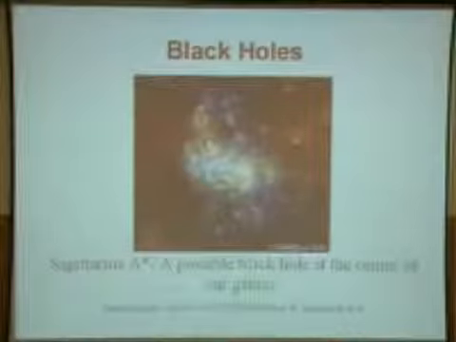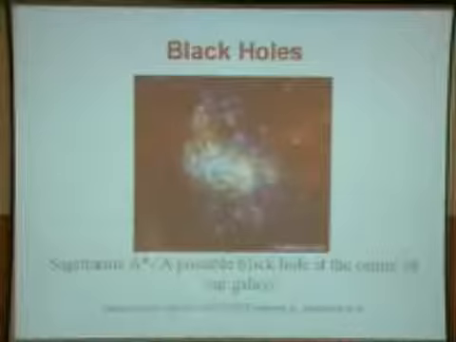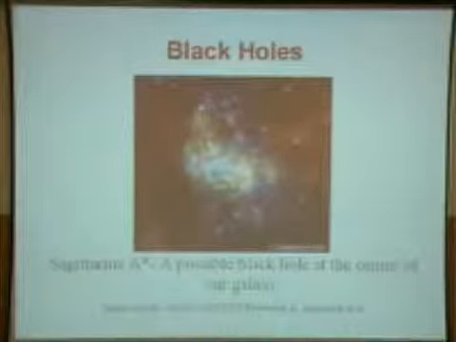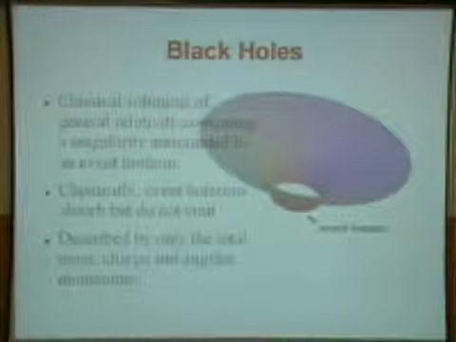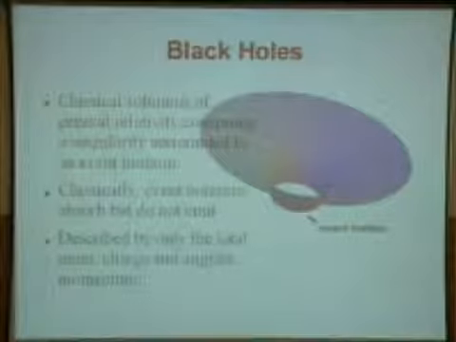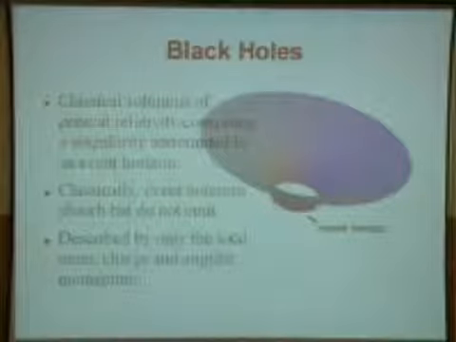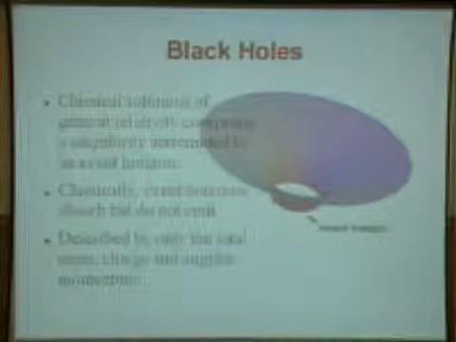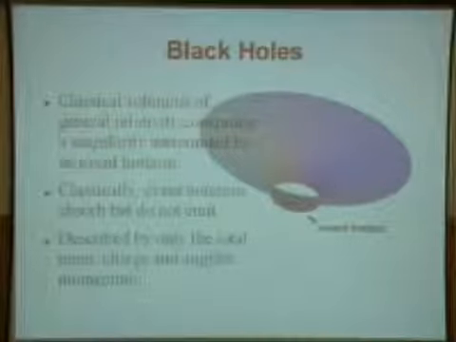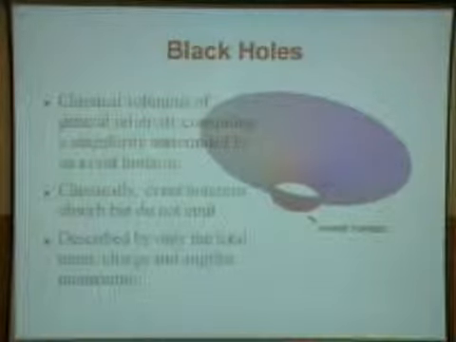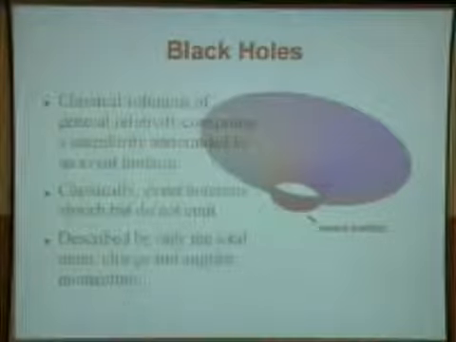So black holes. Here's a picture of Sagittarius A star, which is a possible black hole at the center of our galaxy. So what are black holes? Classical solutions of general relativity containing a singularity surrounded by an event horizon. So an event horizon is like a one-way surface. So it absorbs but does not emit. So you can enter an event horizon, you can't come out classically. And classically, you describe a black hole only by very few parameters: the total mass of the black hole, its charge, its angular momentum.